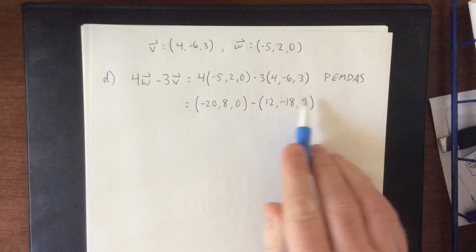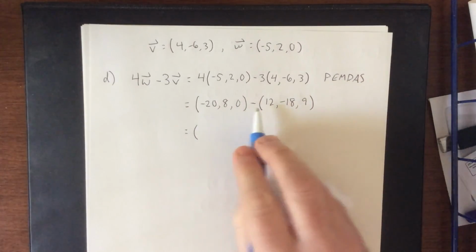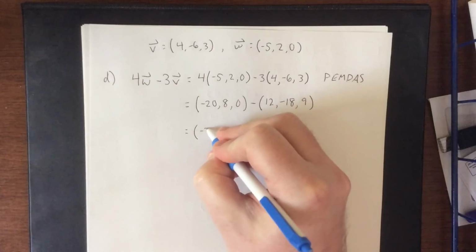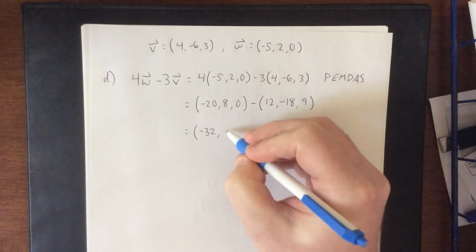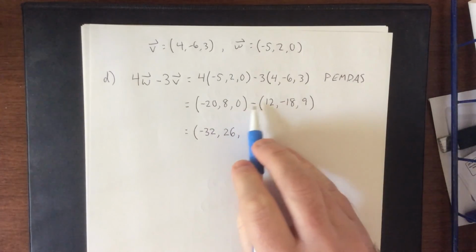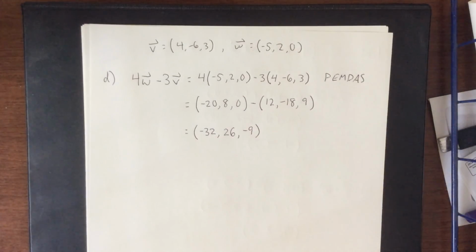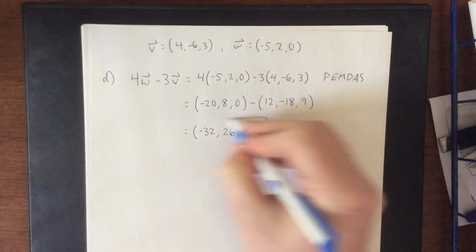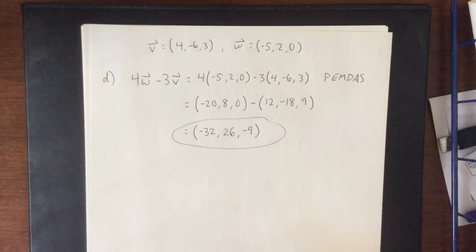Then we'll be subtracting the corresponding components to get this vector subtraction. So -20 minus +12, that'll be -32. 8 minus -18, it's the same as 8 plus 18 for 26, and 0 minus 9 will be a final answer of -9 for that component. So this linear combination will be -32, 26, and -9.